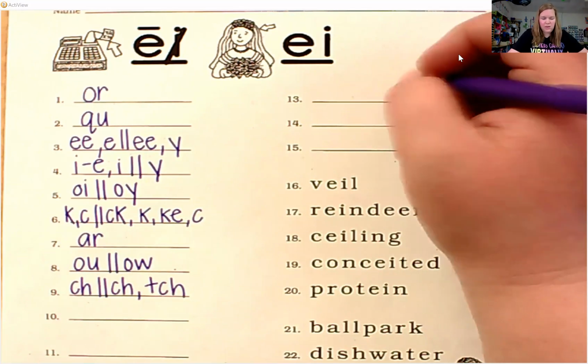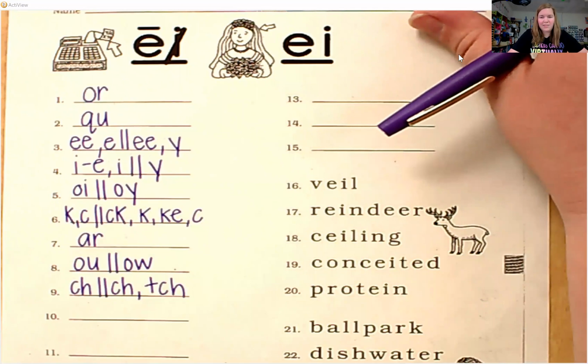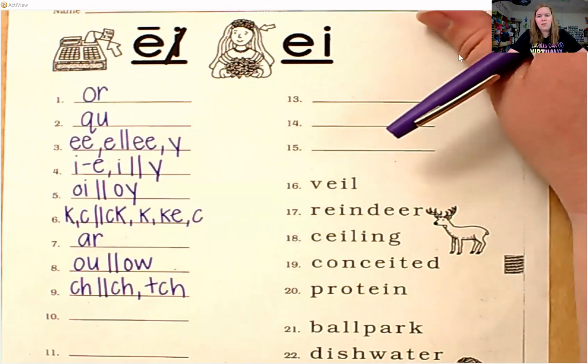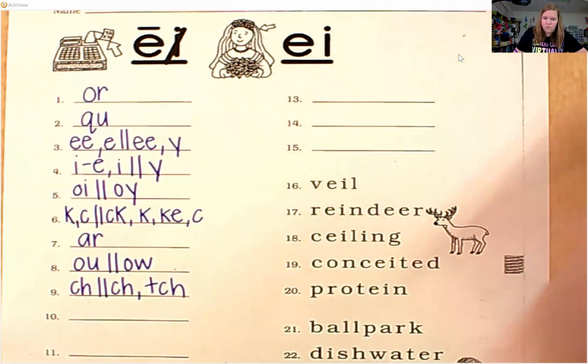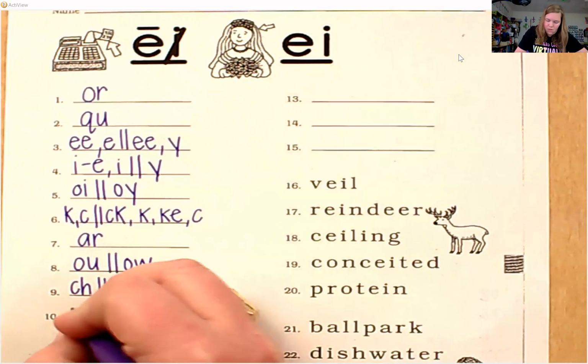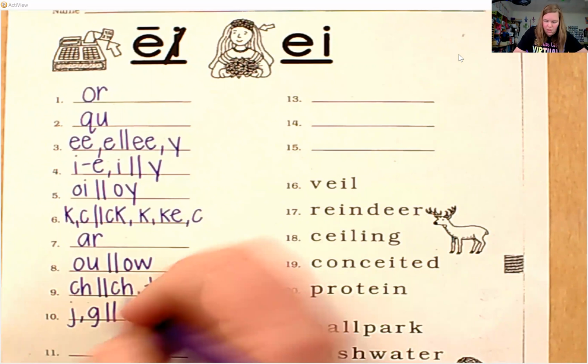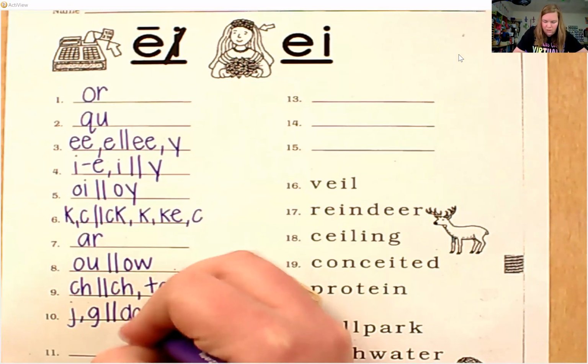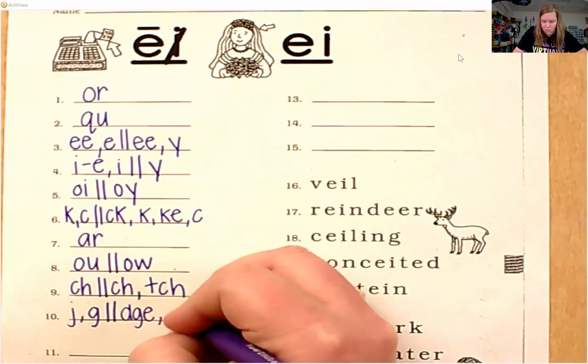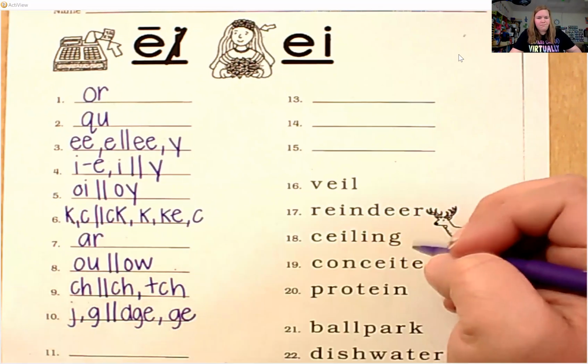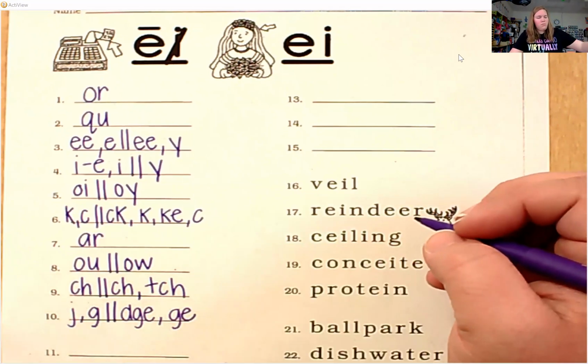And number 10 has 4 different spellings. This sound is J. J, comma G, final trigraph DGE, comma GE. J.